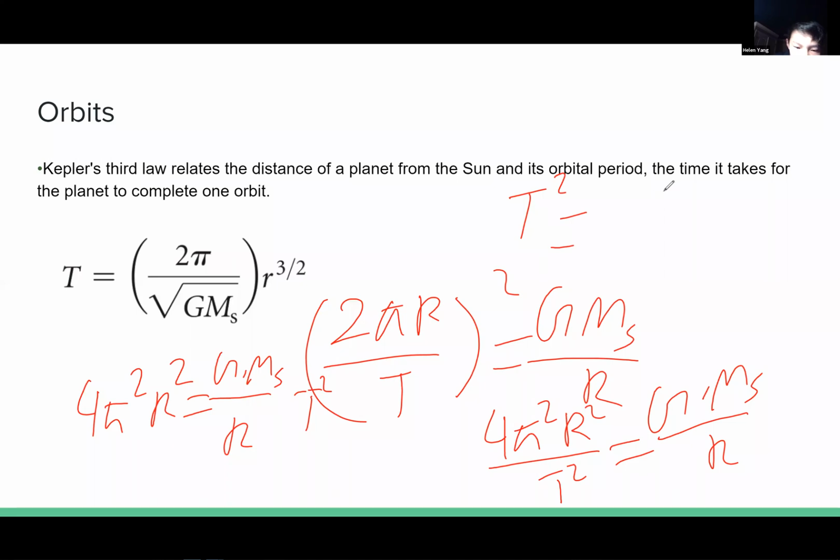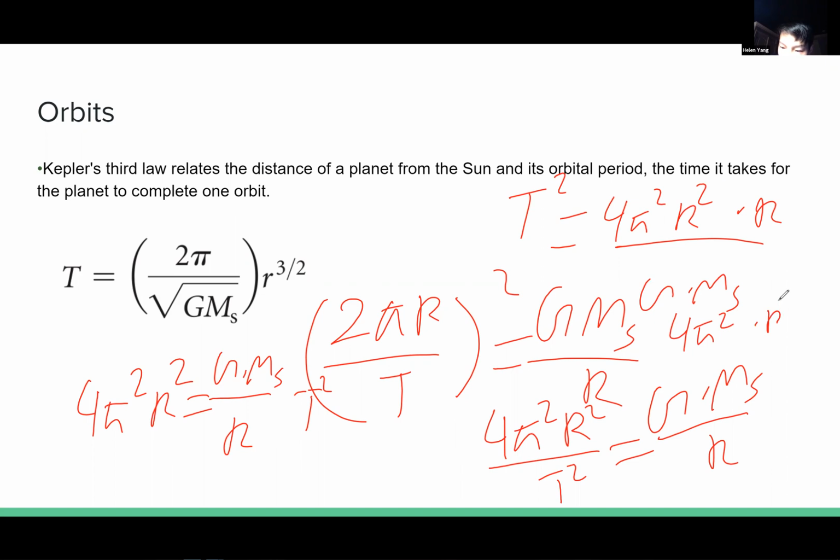T squared equals 4 pi squared r squared times r divided by g times ms. So it would be equal to 4 pi squared times r cubed over g times ms. And it's the same equation as this equation, but this is the square rooted. So there's a relationship between t squared and r cubed.